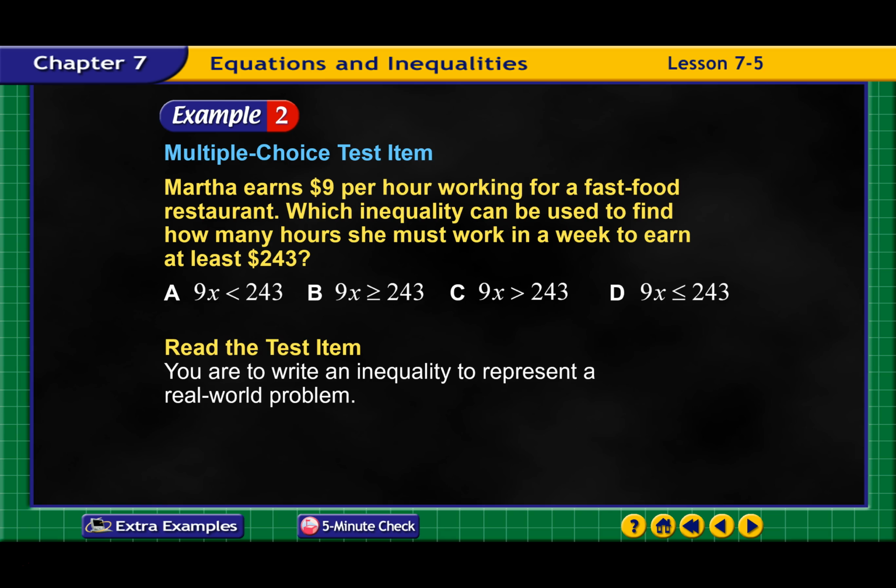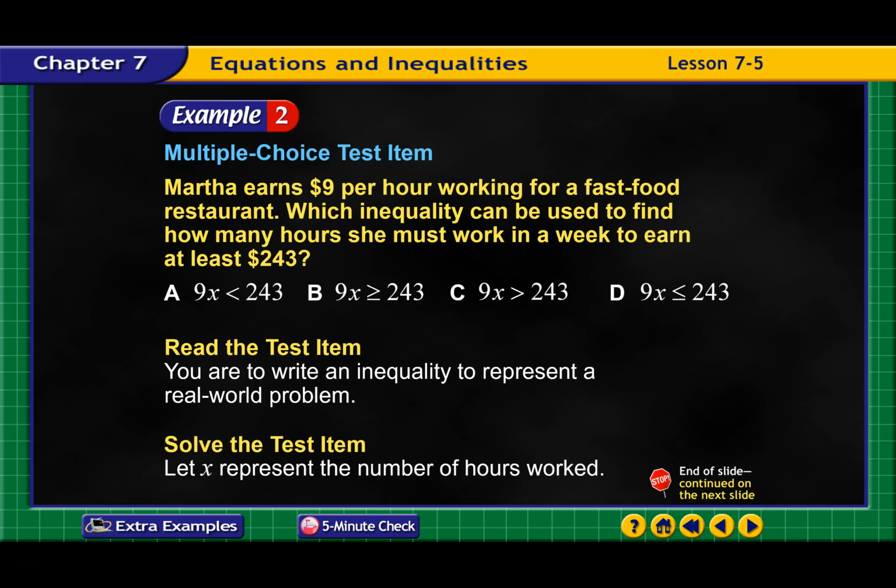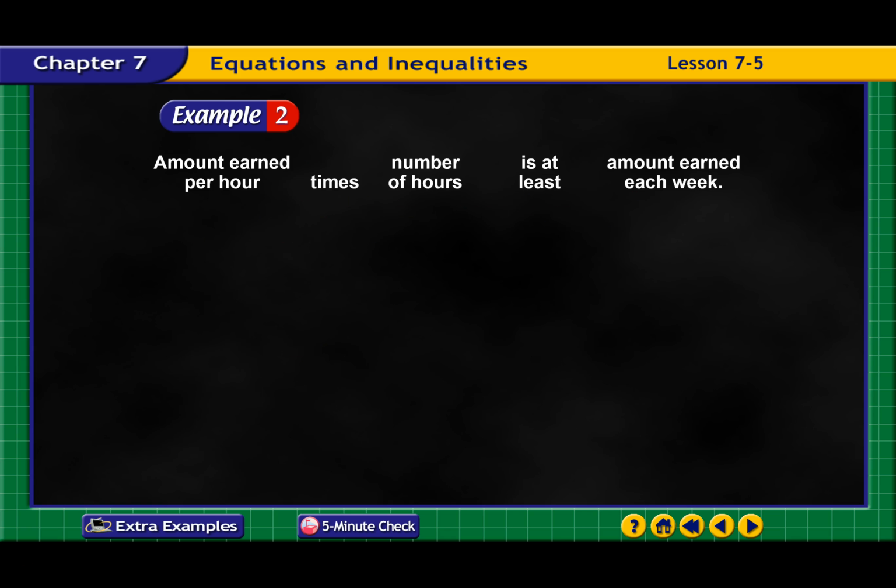So we write the inequality to represent the real world problem. We're going to use X to represent the number of hours worked. So the amount earned per hour, which was 9, times the number of hours, which we said was X, is at least, so that means it needs to be bigger than the number each week. So this is going to point this way. Oh, and equal to.